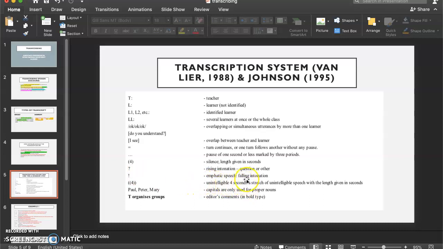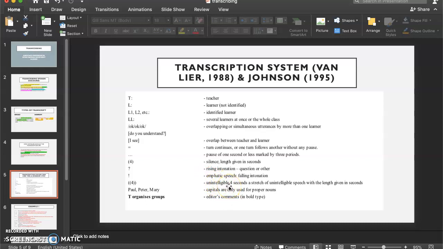Emphatic speech or falling intonation. Emphatic speech means the speech that involves emotion. So you use exclamation mark like this. This is the thing when your focus is on tone or intonation or emphatic speech. So it's very important to have this. Maybe your research, you are analyzing how the teacher actually persuades learners to speak. So this may be one of the aspects of the transcription that you need to have.